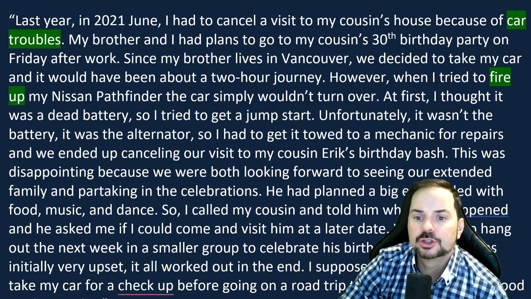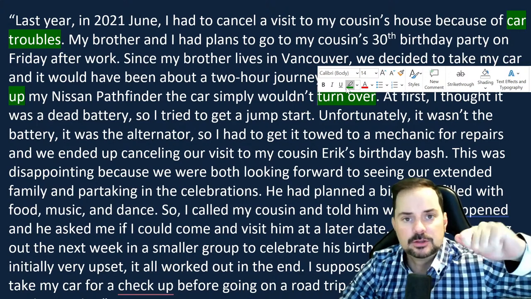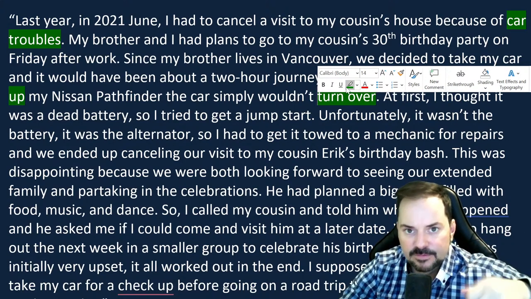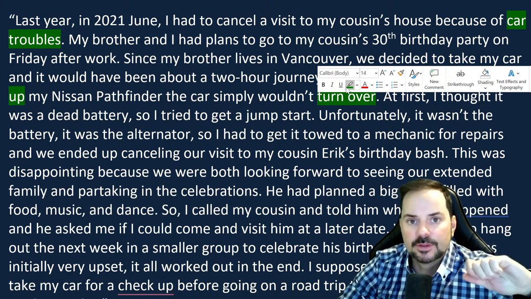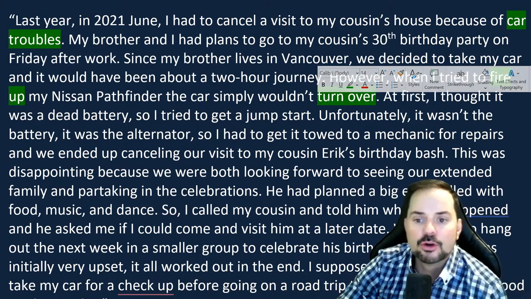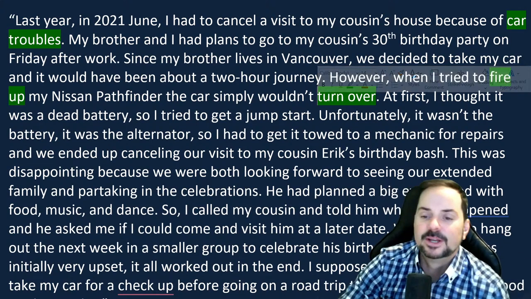Turn over. When you're in a car and you turn the car over, it goes vroom, vroom, vroom, right? So if it doesn't turn over, then it just doesn't turn over. Turning over means it goes vroom, vroom, vroom, right?